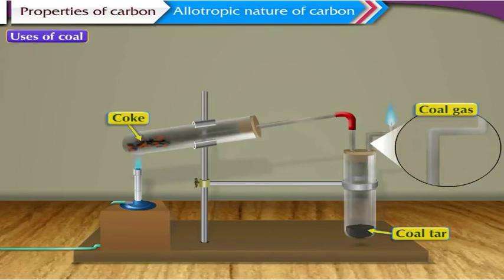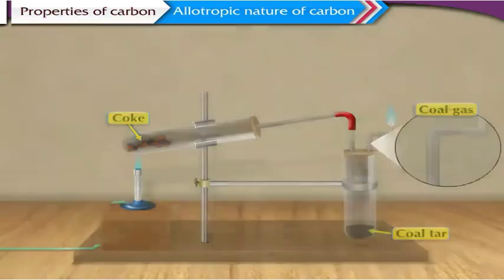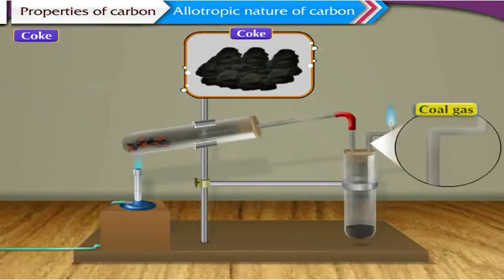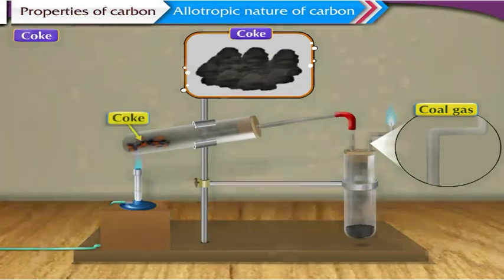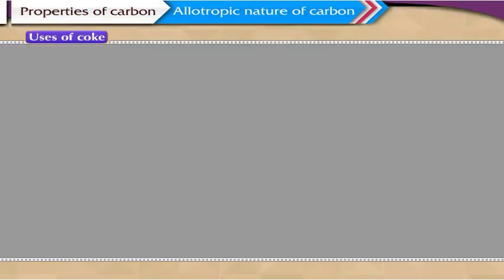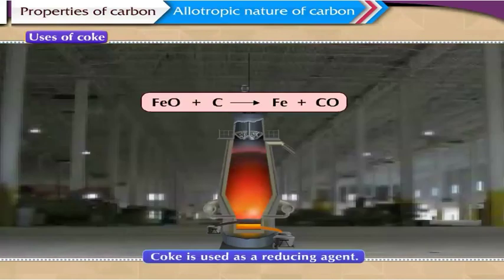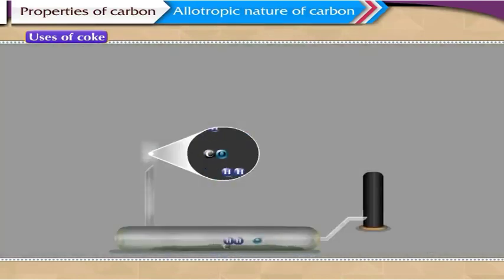Let us now understand the third non-crystalline form of carbon, that is, coke. Coke. When coal is heated in the absence of air, coal gas is released. The residue that remains behind is coke. Uses of coke. Coke is used as a domestic fuel. It is used as a reducing agent. Coke is used in the manufacture of water gas.